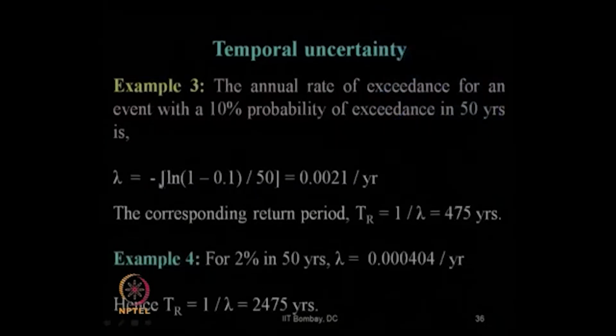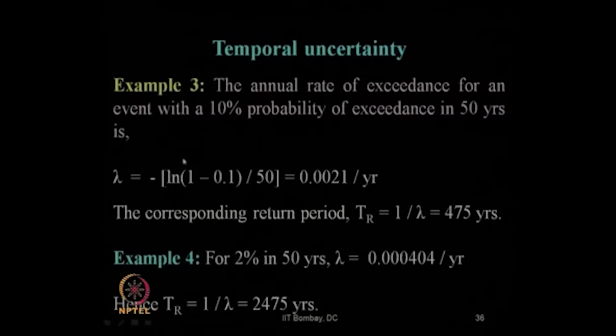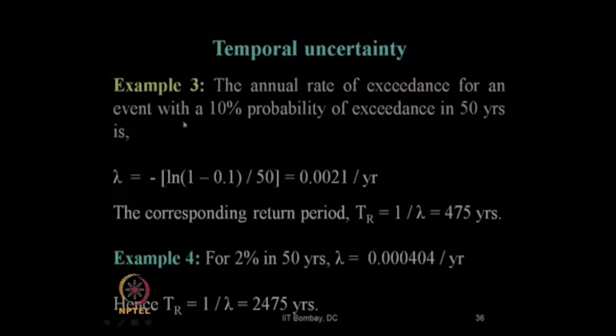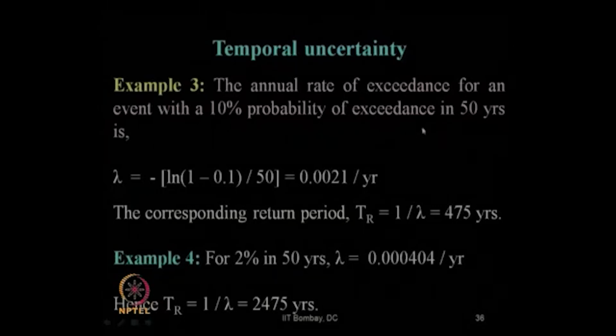Now, let us take another example in terms of lambda. That is what we are interested in now. So, example 3 says, let us say the annual rate of exceedance for an event with a 10% probability of exceedance in 50 years time has to be computed.